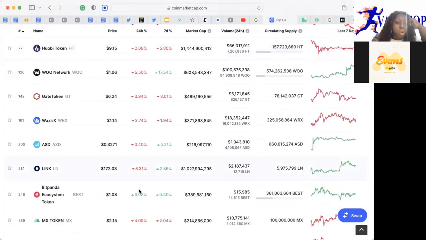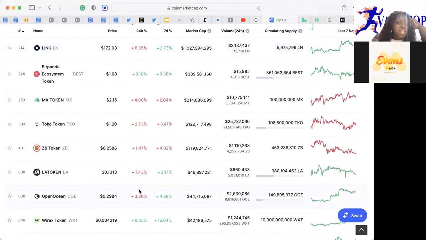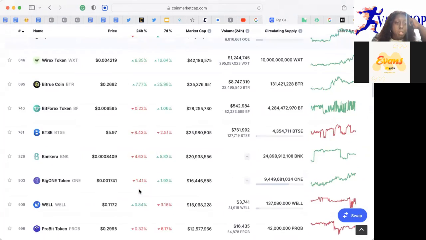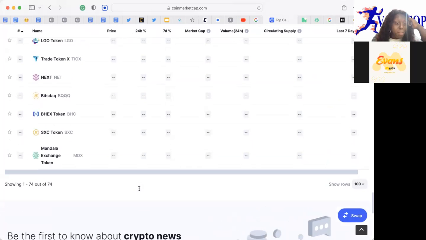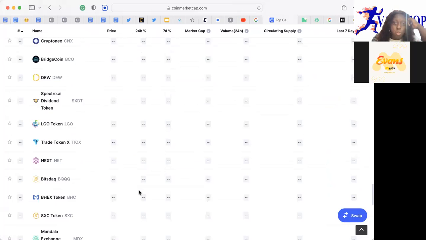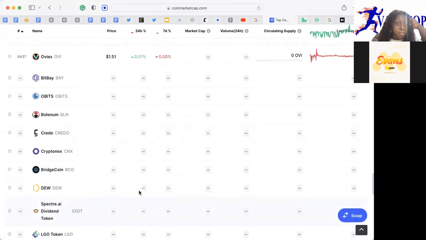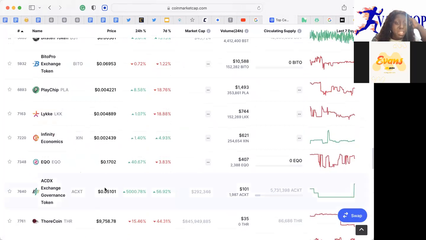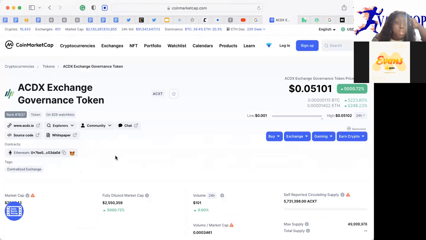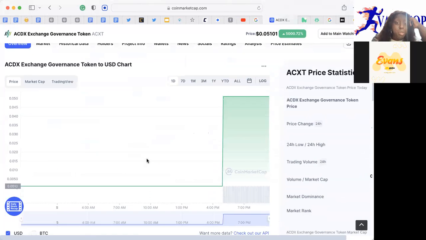So these are different exchanges and their coins, and there's plenty of them, about 74 of them, even the ones that are not yet traded on exchanges. This is the coin that just came out and made 5,000% in 24 hours. Wow, that's crazy. This is really, really crazy. It's built on the Ethereum blockchain and it came out at 5,000%.